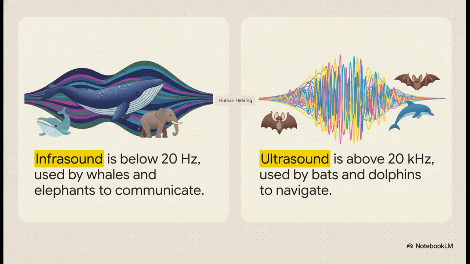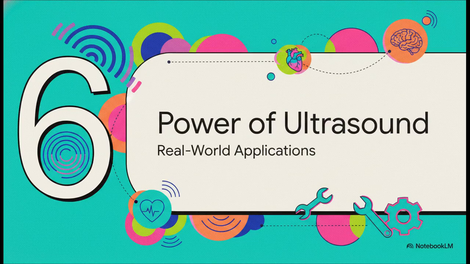On the flip side, anything above 20,000 hertz is ultrasound. These are rapid, high-frequency waves utilized by bats, dolphins, and even rats to navigate in pitch black, hunt for prey, and communicate with each other. And finally, Section 6, the power of ultrasound, real-world miracles.